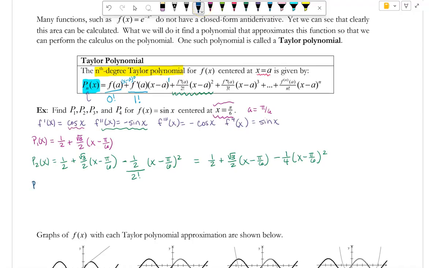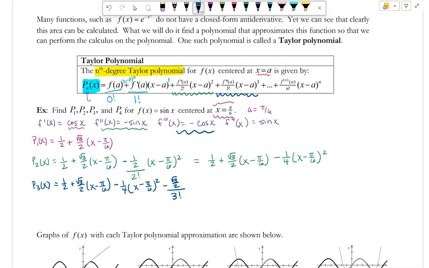So our third degree polynomial is going to start out with the first three terms that we just used. So 1/2 plus root 3 over 2 times x minus pi over 6 to the first power. We don't have to write that exponent. Minus 1/4 times x minus pi over 6 to the second power. And now we're going to add our third derivative. So our third derivative is negative cosine of x evaluated at pi over 6. So again, that's going to be a negative root 3 over 2.